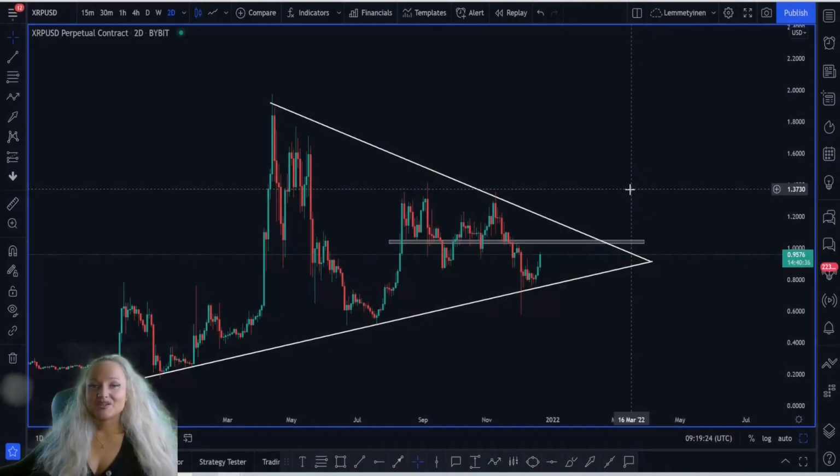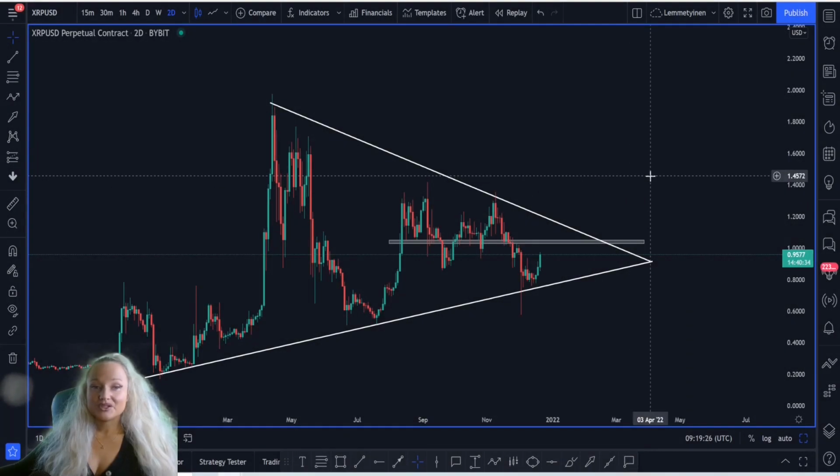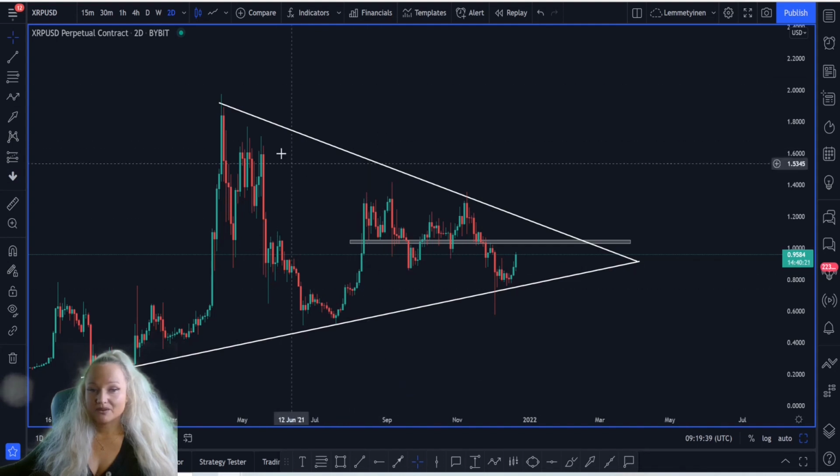We're looking at XRP on the 2 daily chart, and why I'm using the 2 daily chart is because I have less noise to look at. I have more clarity on what's actually going on, and we can all see that we are inside of this triangle and have been that for a very long time. We have just been bouncing in between these trend lines, as we can see right now.